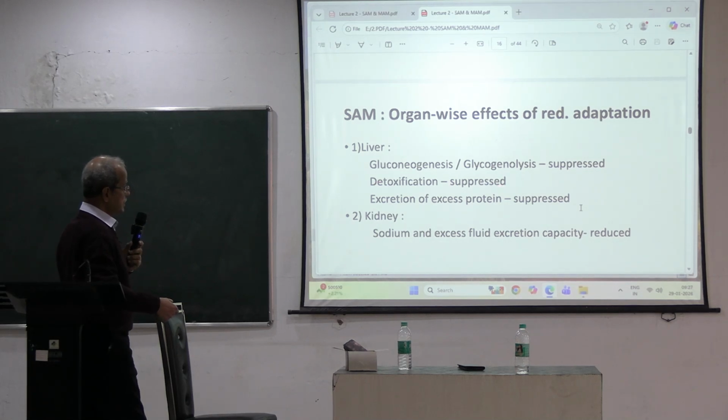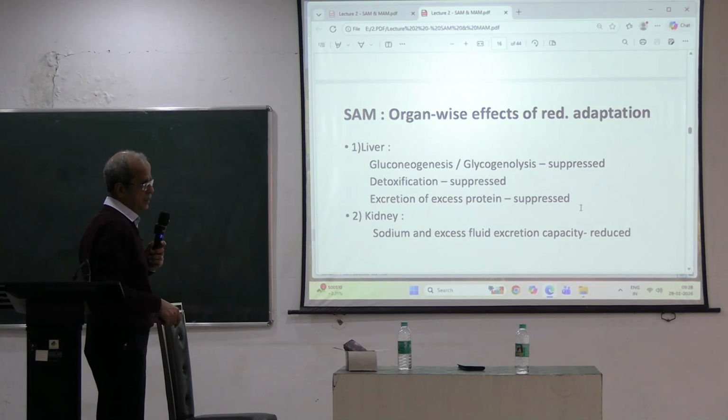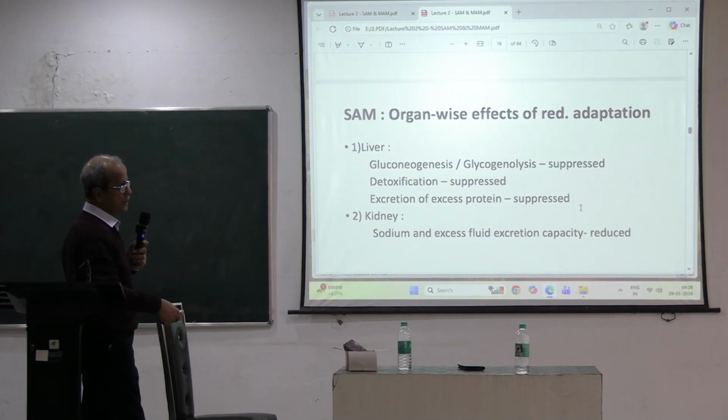The detoxification process of the liver, which detoxifies every toxin, is suppressed, and excretion of excess protein is also suppressed. So when you treat a case of severe acute malnutrition, you should give protein in a very calculated way. In the kidneys, sodium and excess fluid excretion capacity is reduced. As we have seen, the functional reserve capacity of the organs is reduced, and this is especially important for kidneys because any kind of fluid overload will lead to congestive cardiac failure.